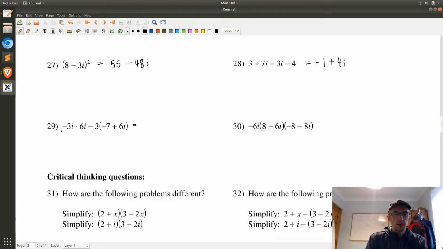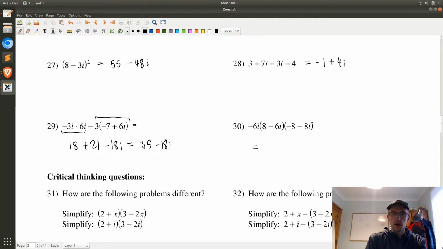We figure out this product here, and then expand and figure out this bracket here. So, -18i squared. But i squared is -1, so this becomes 18. And then -3 times -7, so 21. -3 times 6i, so -18i. So, all in all, it's 39 take 18i.